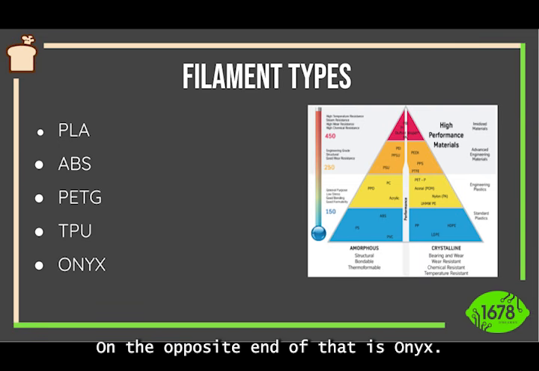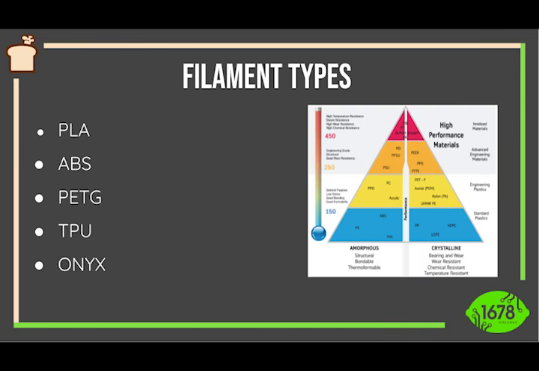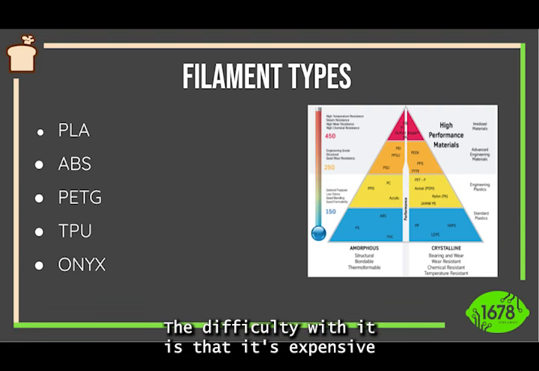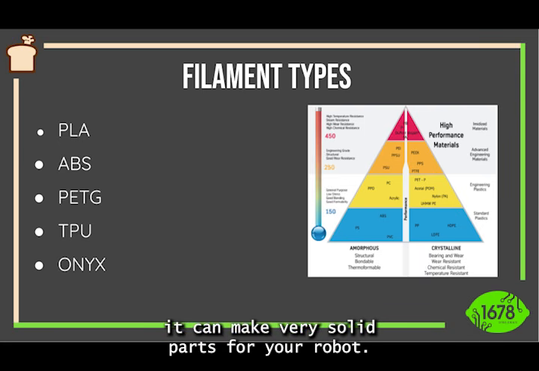On the opposite end of that is Onyx. This is very tough. It's stiff and very heat resistant with an excellent finish. The difficulty with it is that it's expensive and it requires a hardened nozzle to print. But when it does print, it can make very solid parts for your robot.